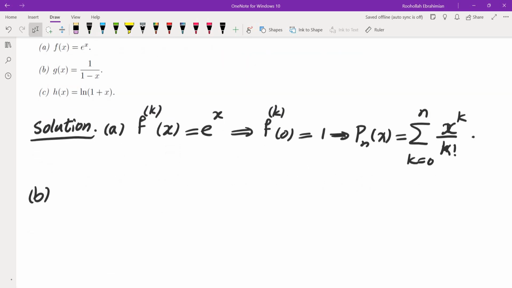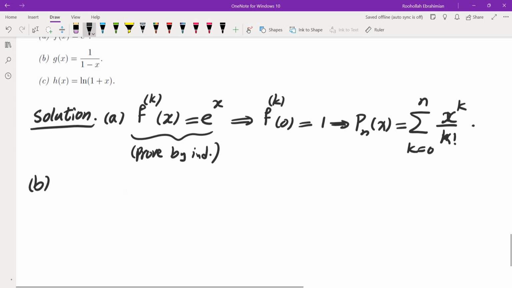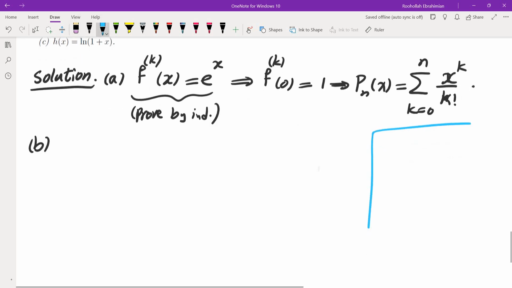Next one is 1 over 1 minus x. And we can prove this one by induction. The first one was very easy to prove because the derivative of e to the x is itself. If you look at the next one, sometimes it becomes less clear, so you'll have to write down a proof by induction. This one was pretty obvious. If you look at the next one, you'll find the derivatives.